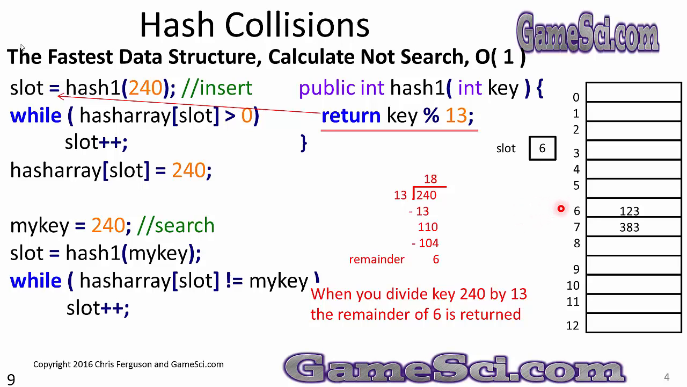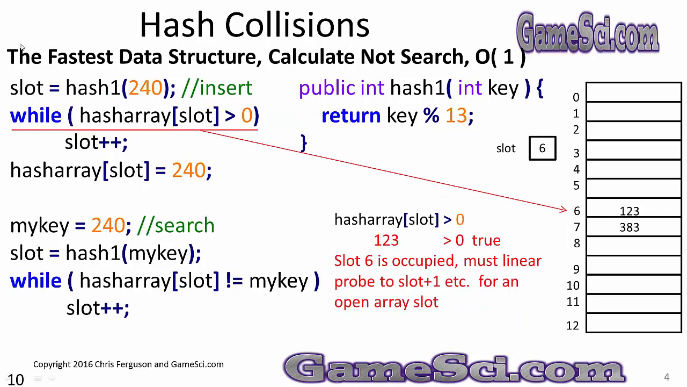But there's a problem with slot 6. It's occupied. We're going to get a collision. This is on the insert. This is the loop that we're going to run when we're trying to insert new data into the hash table. While hash array of slot is greater than 0. Well, 123 is definitely greater than 0, so slot 6 is occupied. We must do a linear probe to slot plus 1, etc., for an open array slot.